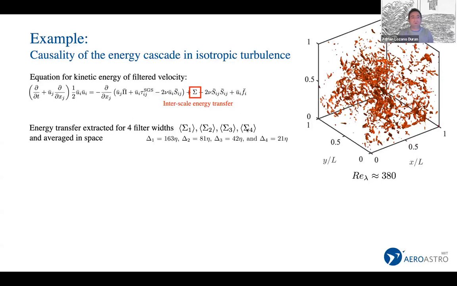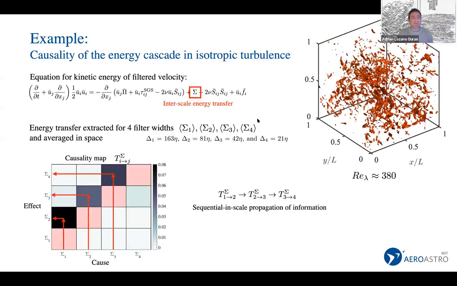So from 1 to 4, this bracket means that we average that value in space. So we get a time signal. So we got 4 time signals that represent the energy flux at 4 different scales. These are the scales that we use to filter. The delta is the size of the filter. So we go from the largest scales, that's 1, close to 160 eta, to smaller scales, close to 21 eta. Once we have this set of variables, we can compute how is the information transfer between them, just using the definition that I have shown before.